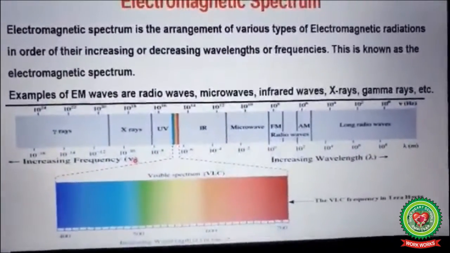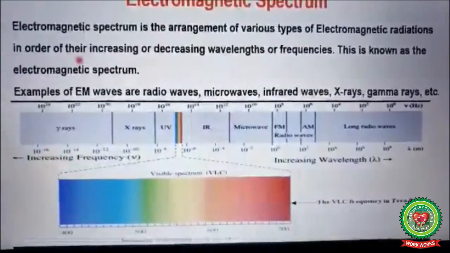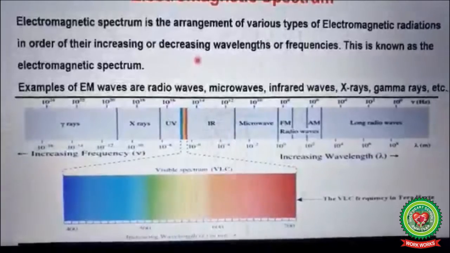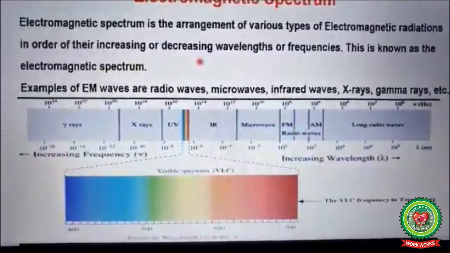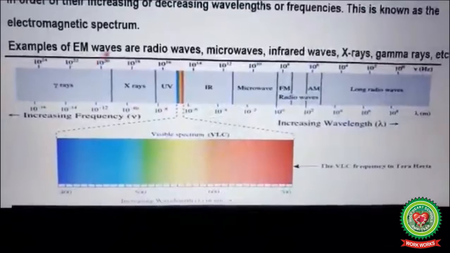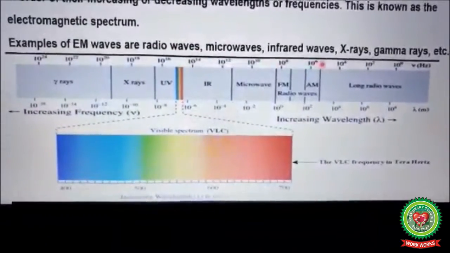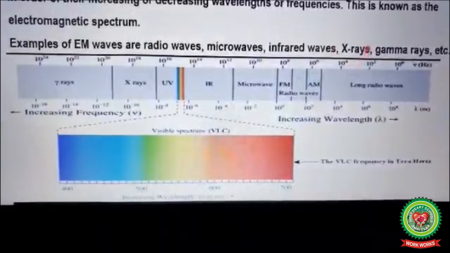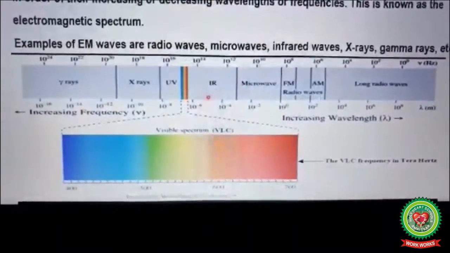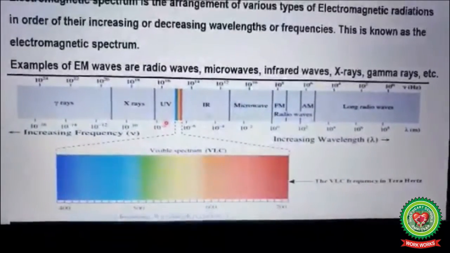So electromagnetic spectrum is the arrangement of various types of electromagnetic radiations in order of their increasing or decreasing wavelengths or frequency. This particular spectrum is known as the electromagnetic spectrum. Examples of electromagnetic waves are radio waves, microwaves, infrared rays, X-rays, the X-rays we go for examinations of our bones, and gamma rays. So these are all about electromagnetic radiation and spectrum.